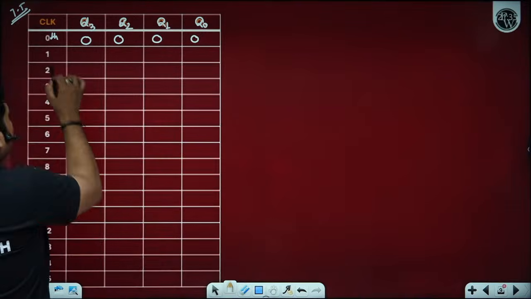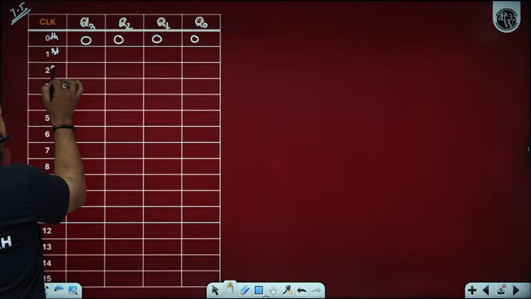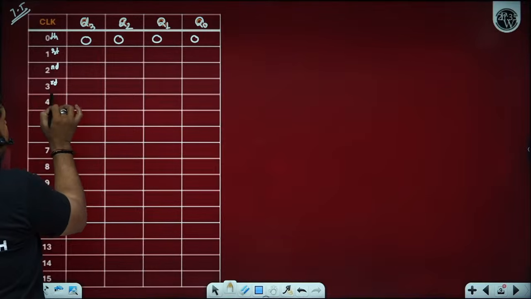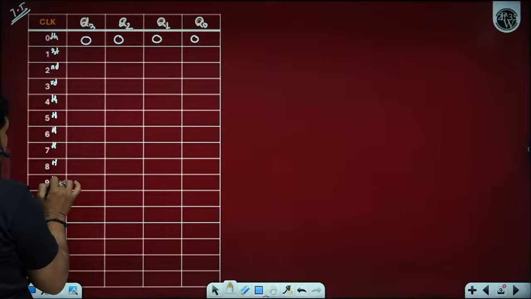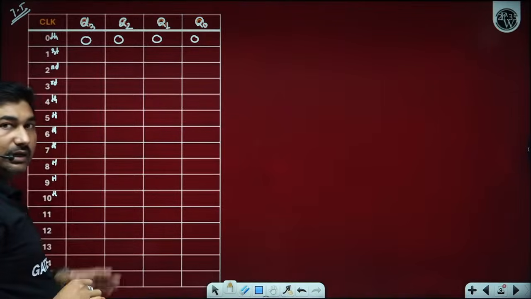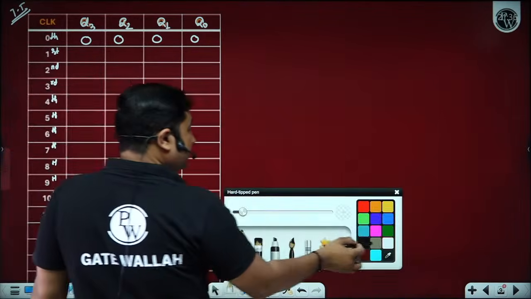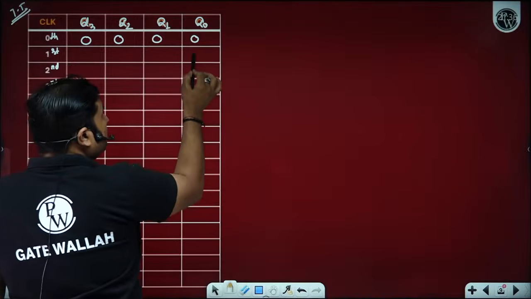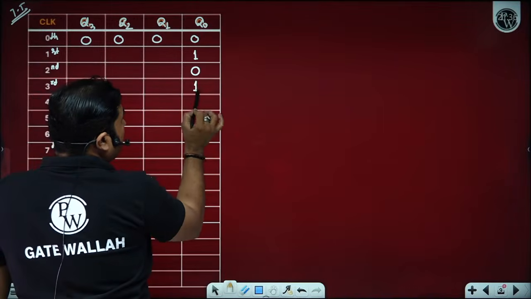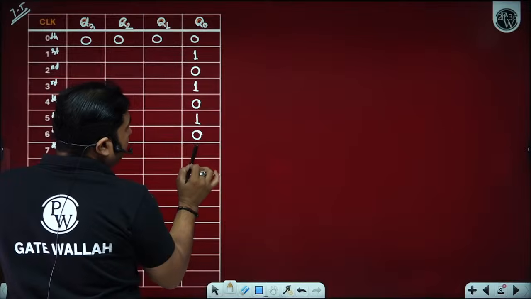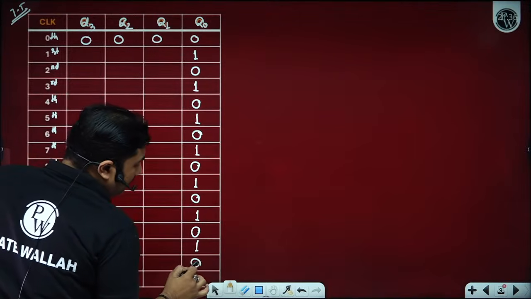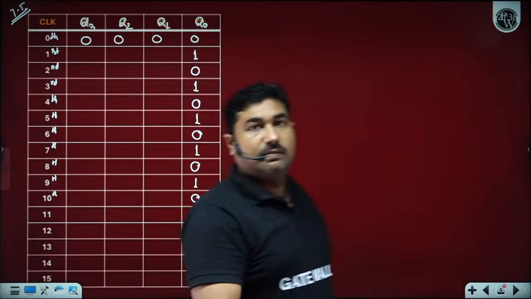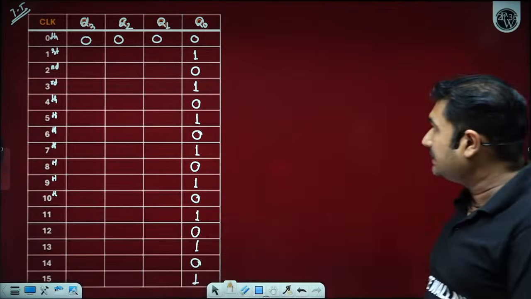Now whenever the clock is in transition, okay? Yes sir. And so on. Whenever the clock is in transition, your Q0 toggles. So Q0 toggles on every positive edge triggered clock. It means it changes its level on every next clock pulse. Is it okay? Yes sir.